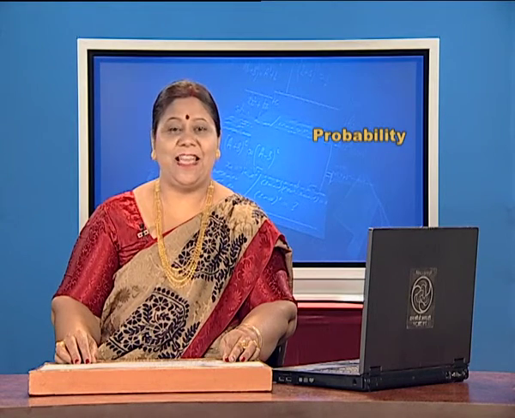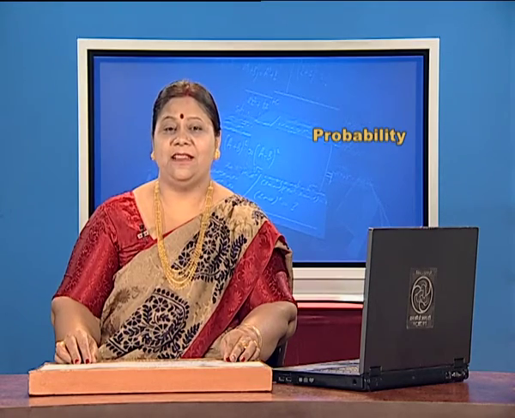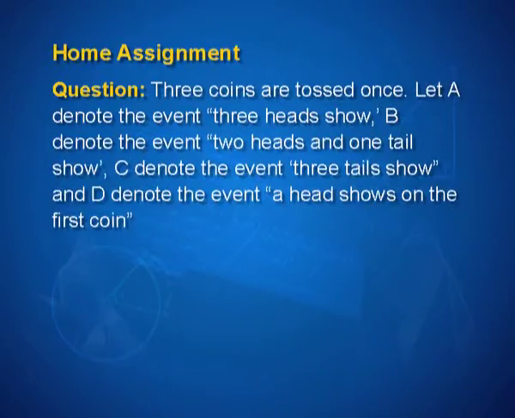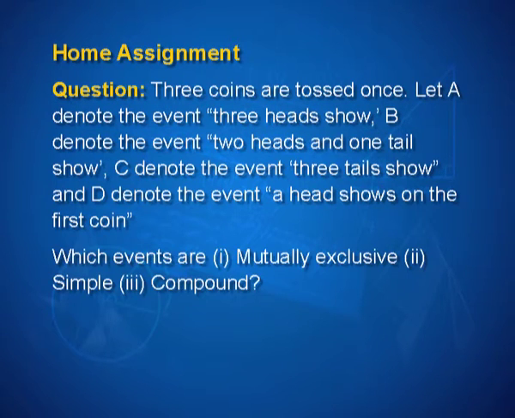Now, students, it is time to note down the home assignment. Take down the question. 3 coins are tossed once. Let A denote the event 3 heads show, B denote the event 2 heads and 1 tail show, C denote the event three tails show, and D denote the event a head shows on the first coin. Which events are mutually exclusive? Second, simple, and third, compound.